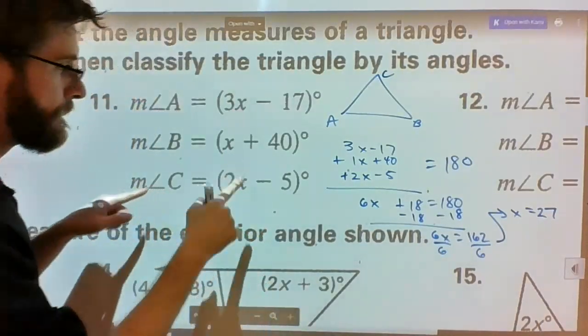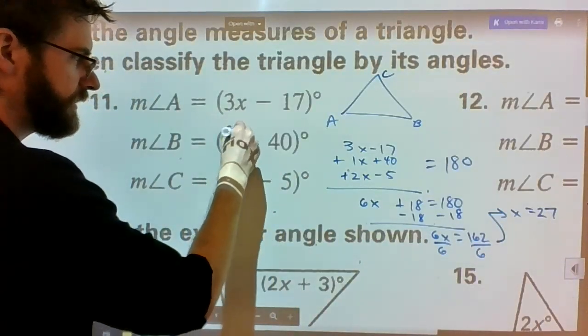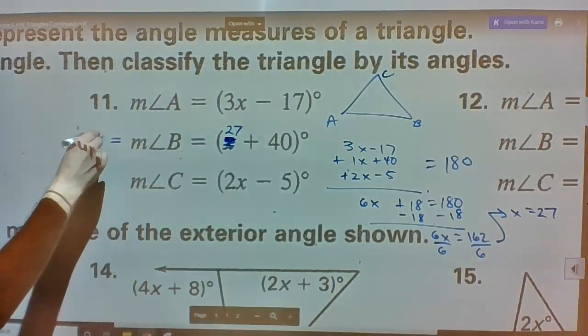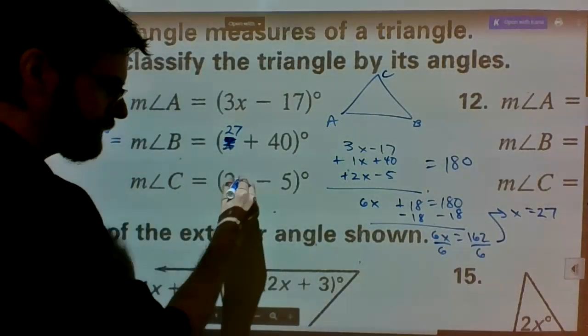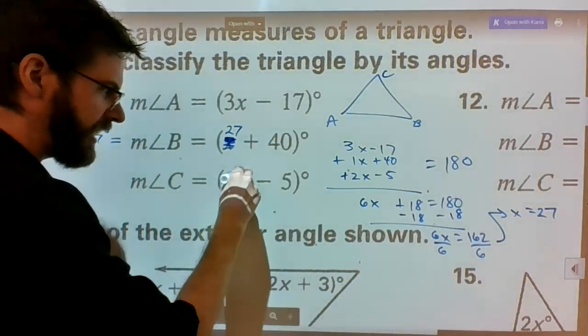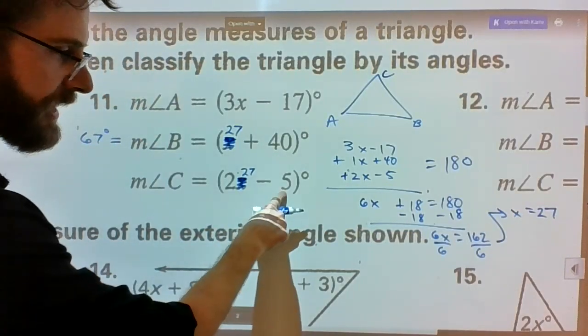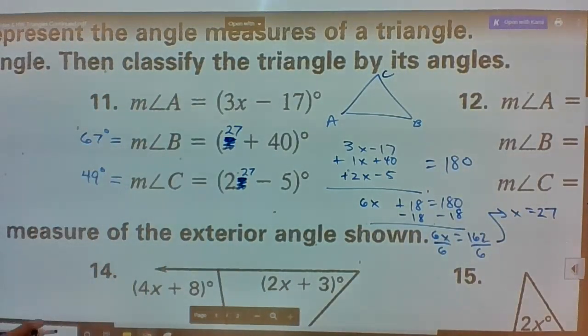So 27 is going to go in here. The measure of angle B, 67 degrees. I can plug it in here as well. 2 times 27 is going to be 54. 54 minus 5 is 49.